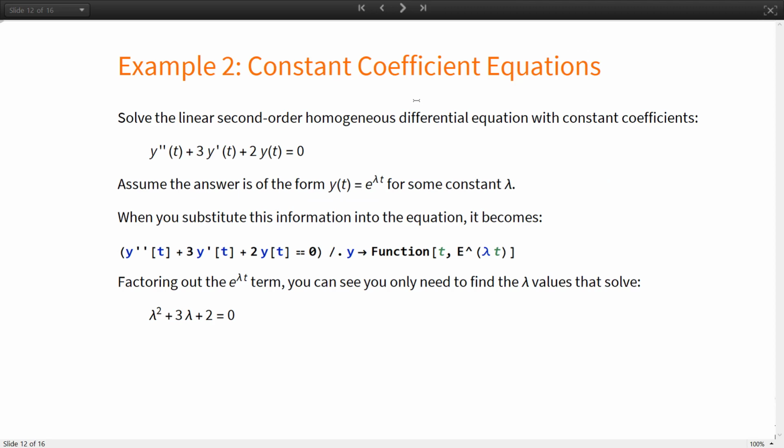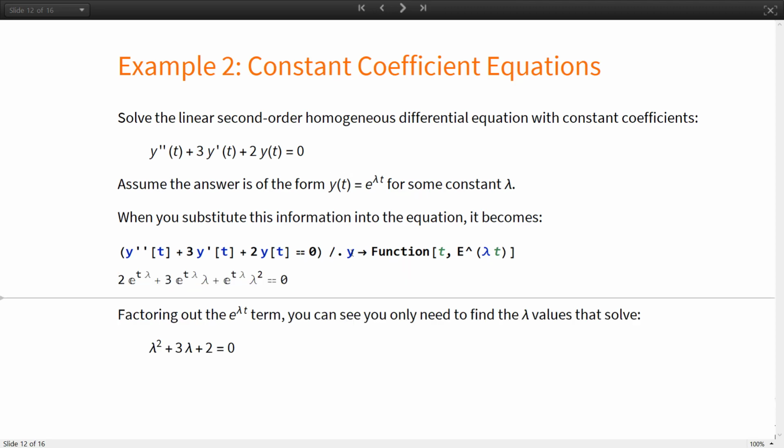Let's solve this linear homogeneous second-order differential equation with constant coefficients. First, assume the answer is of the form y of t equals e to the lambda t for some constant lambda. Substitute this form into the differential equation to obtain this result. Factoring out the e to the lambda t term, we find this to be the characteristic equation.